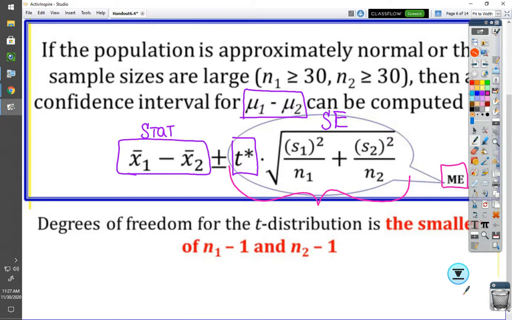The degrees of freedom for a t-distribution is the smaller, always the smaller, of either sample number 1 or sample number 2, and it's always one smaller. We'll see that come into play when we do a problem.